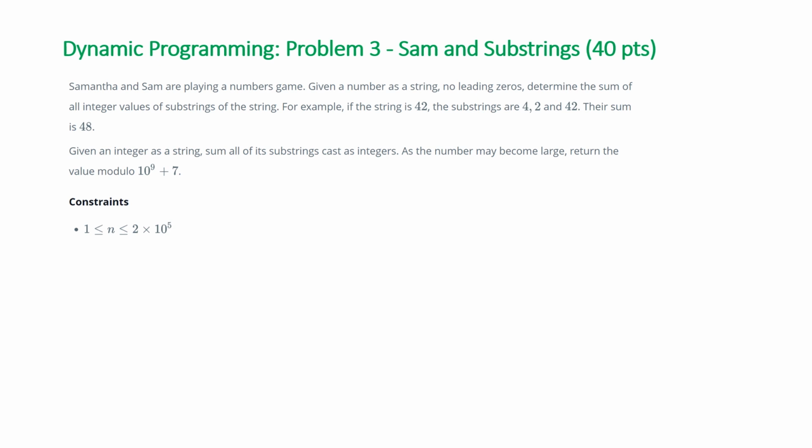As the number may become large, return the value modulo 10 to the 9th plus 7. And note that the constraints for this problem, n, which is going to be the number of characters in our string, not the maximum value, but the number of characters in our string, can be up to 2 times 10 to the 5th. So let's take a look at an example.